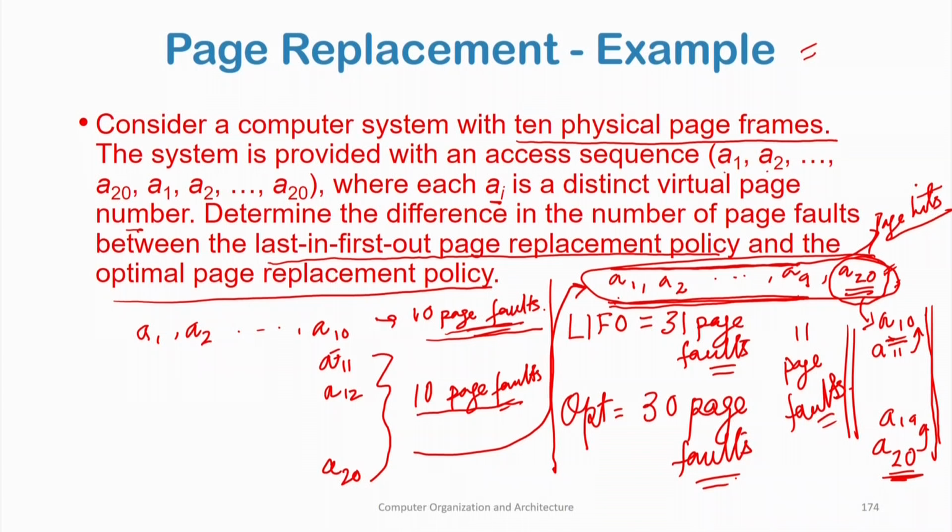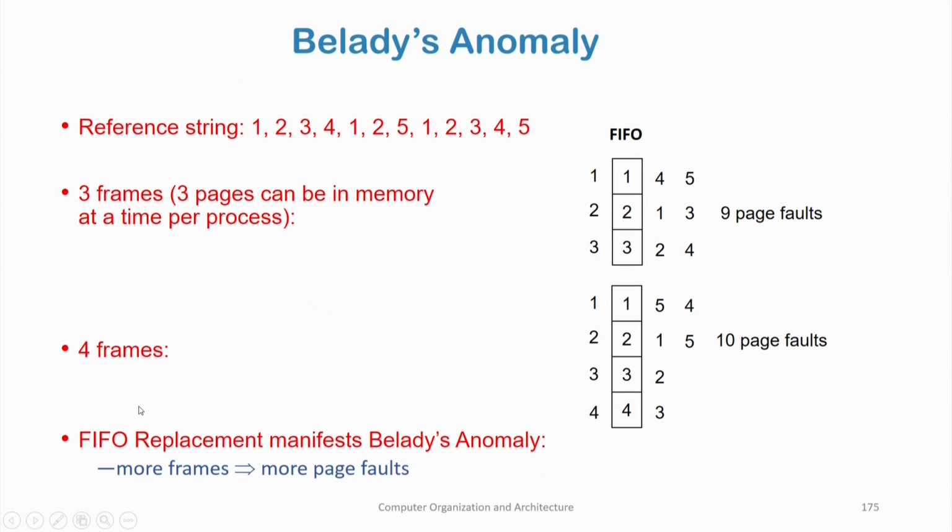So, the question: determine the difference in the number of page faults between the LIFO page replacement policy and the optimal page replacement policy. The answer will be 1. The difference is 1.